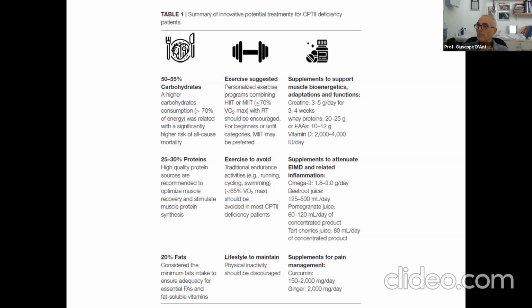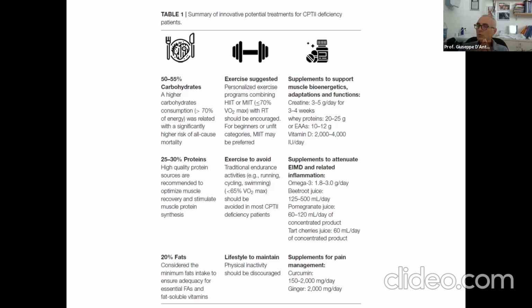and resistance training. The exercise to be avoided is the traditional endurance activities like running, cycling, swimming at a percentage of VO2 max less than 65%. And this should be avoided in CPTII and VLCAD-M patients.